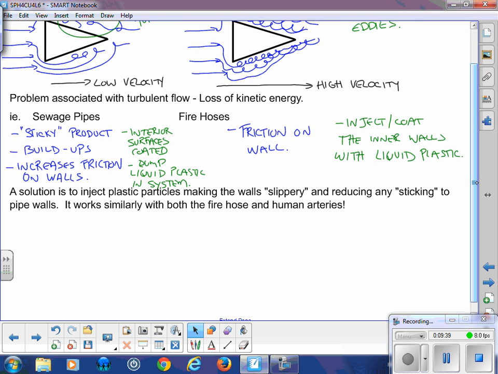So those plastic particles that I've been talking about make the walls slippery. So the sewer pipe walls, the fire hose walls, they reduce the stickiness. It's kind of neat because medical science has also jumped onto this, and there are products that they inject to reduce the buildup inside of human arteries, which leads to heart attacks because of clogged arteries. So it's also a biological product as well. It extends into the medical sciences, the turbulent flow.